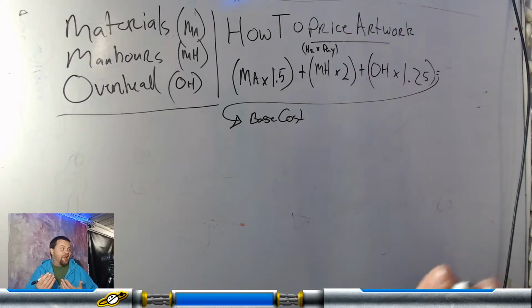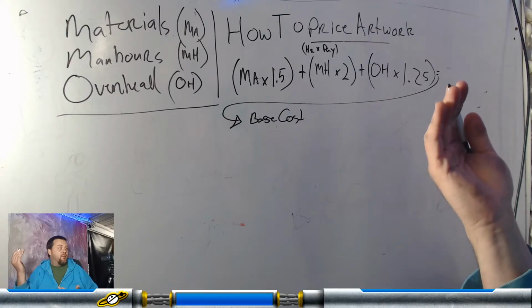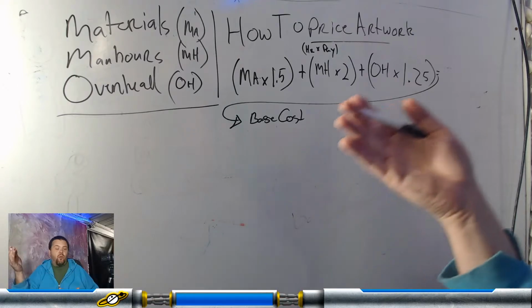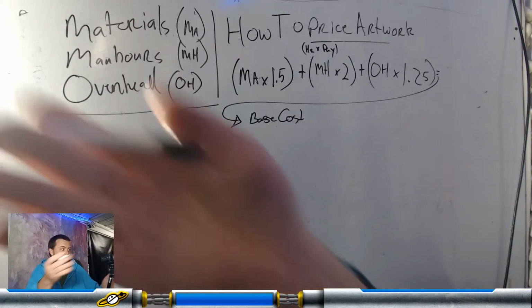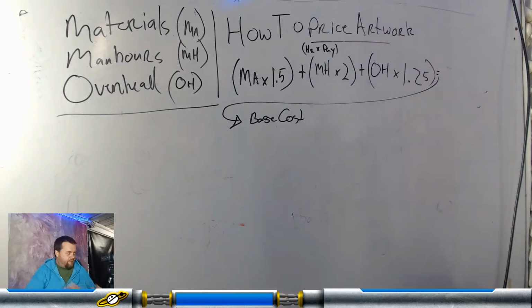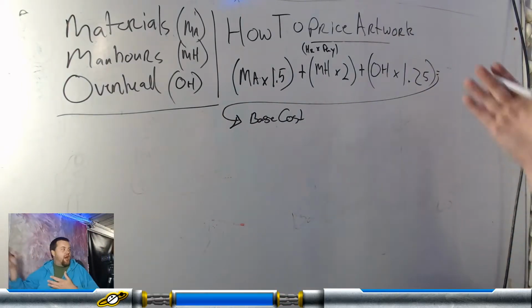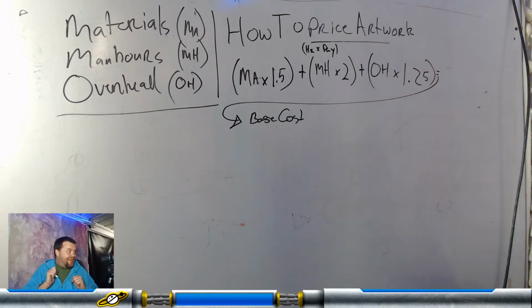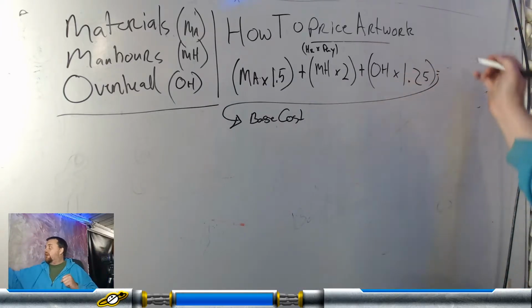Because I don't know about you, but all my material costs, like all my machine costs, like my computers, or even people who do digital art, they have computers, they have power, they have internet, they have phones. So you have overhead even if people think you don't. So overhead, equipment.